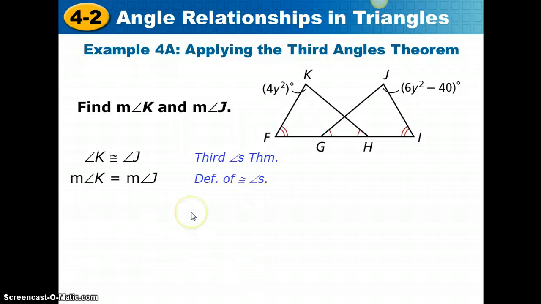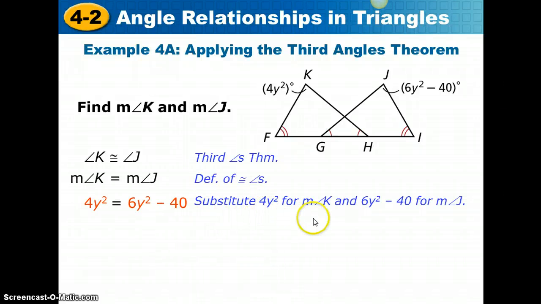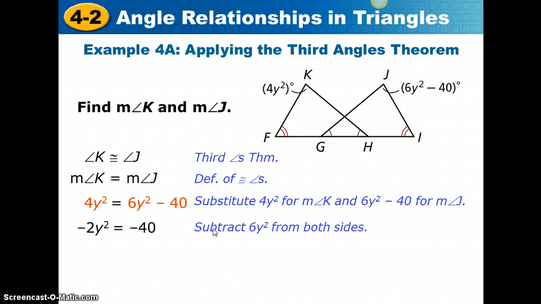That means their measures are equal, so we can substitute those values. Now, there's a y squared here, so we have to be careful and remember to solve our equation using square roots. So we're going to subtract 6y from both sides, and we do get a negative, but we get to divide by that negative here. So y squared equals 20.